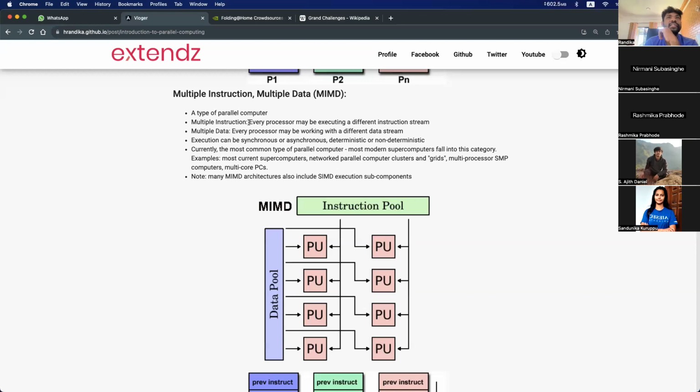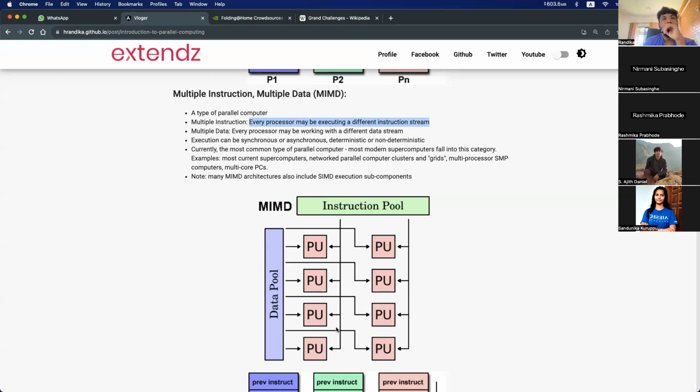So multiple instruction, every processor may be executing a different instruction stream. So if this one is doing one instruction, this one will be doing another. That varies. And this processing unit will have one data stream, but this processing unit might have another data stream. We can't guarantee that the first one and the second one are using the same data stream. We can't guarantee that. Execution can be synchronous or asynchronous, deterministic or non-deterministic.